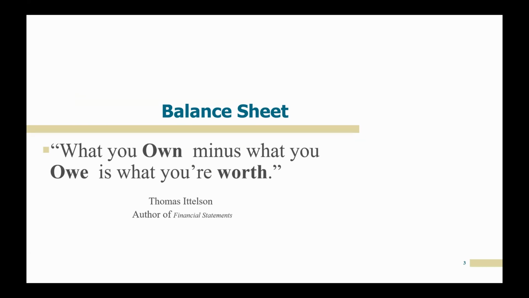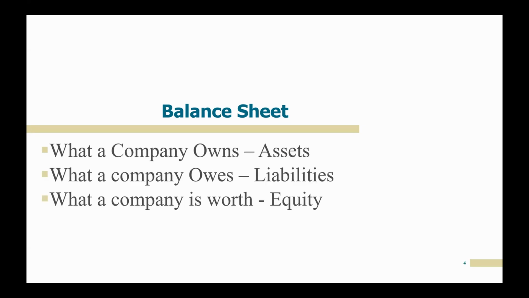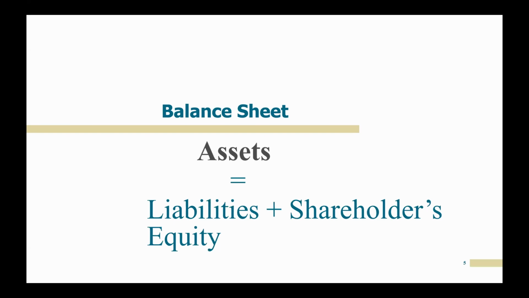Next, we will look at another kind of definition for the balance sheet, which is how we split it up. Again, in simple terms, what a company owns is described by assets. What a company owes is described by liabilities, and what a company is worth is described by equity. So in total, because a balance sheet has to balance, right? It's a scale, right? So in a balance sheet, assets should always be equal to liabilities plus shareholders' equity.